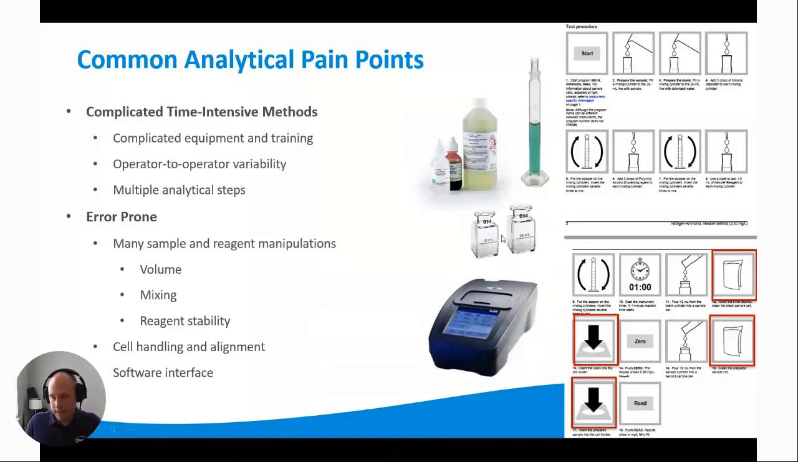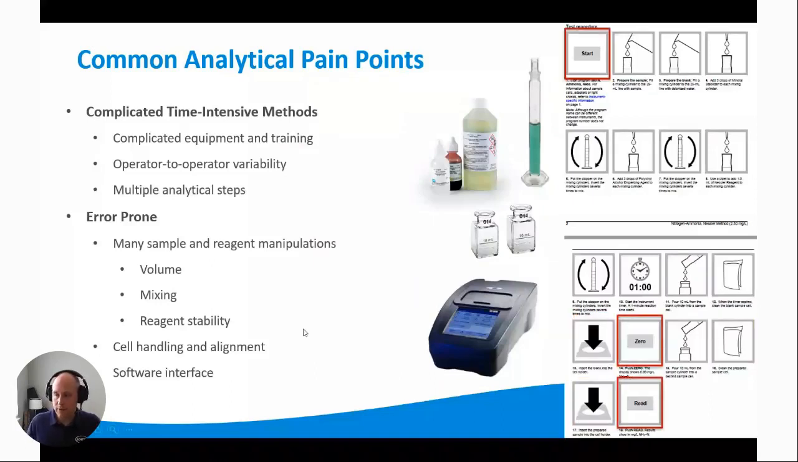In addition to that, you could have a smudge on the window of this cell. You could have a scratch on the window of one or the other of these cells. They need to be turned in the same direction within the instrument every single time, so that you have a consistent optical reading that way. And then finally, there's the pain point of the software interface.